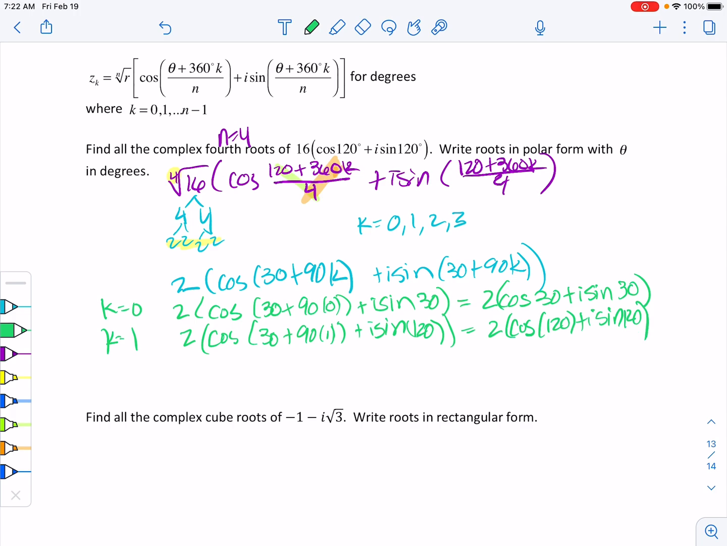Okay. Now, if you notice, between 30 and 120 is 90 degrees. That's because every time we're plugging in a k, we're going up by this amount. This is why I like to split it in this manner.